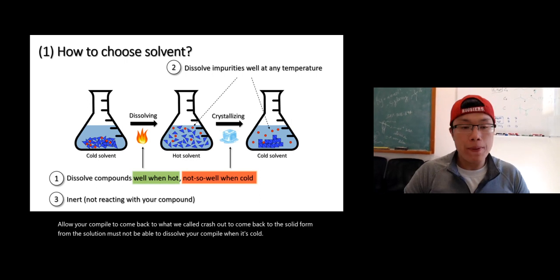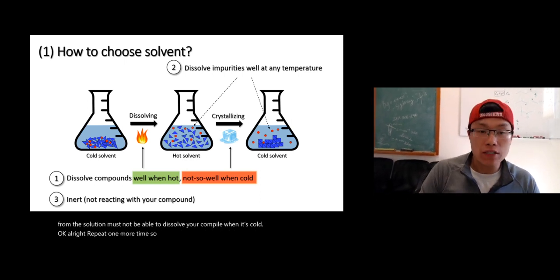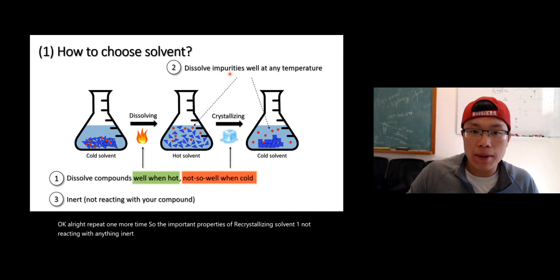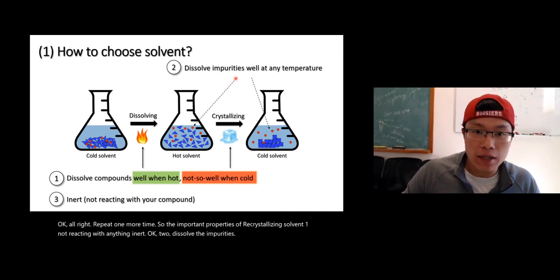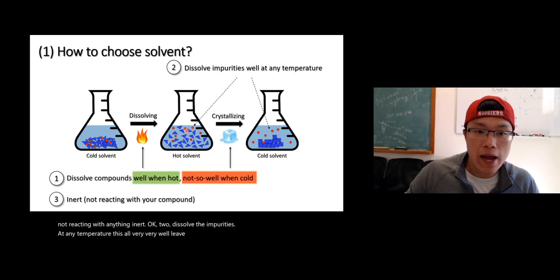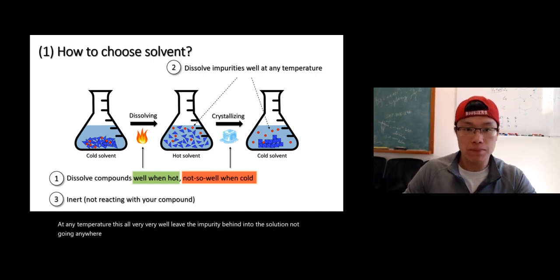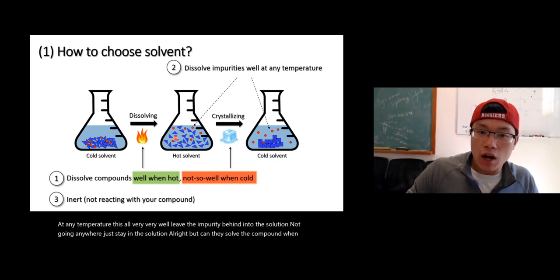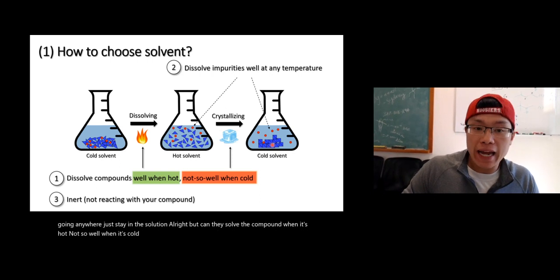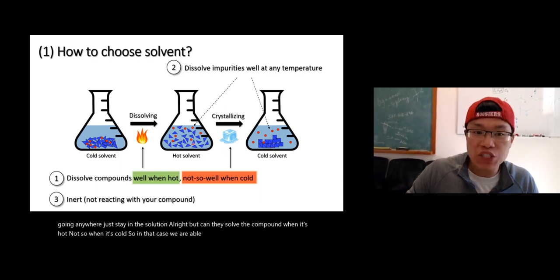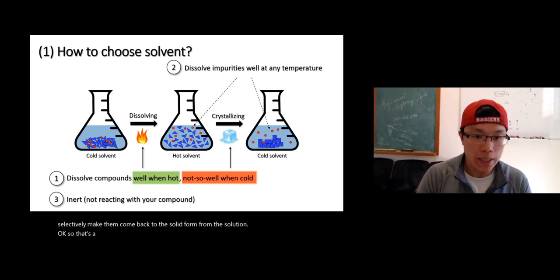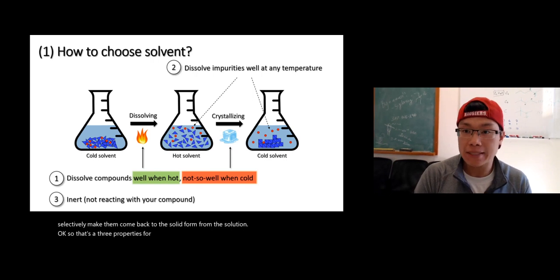All right. Repeat one more time. The important properties of a recrystallizing solvent: one, not reacting with anything, inert. Two, dissolve the impurities at any temperature. Dissolve very, very well, leave the impurities behind in the solution, not going anywhere. But it can dissolve the compound when it's hot, not so well when it's cold. In that case, we are able to selectively make just the compound come back to the solid form from the solution. So that's the three properties a recrystallizing solvent must have.